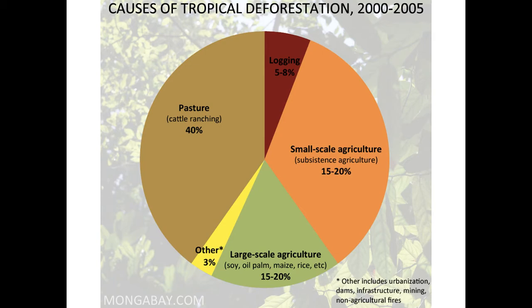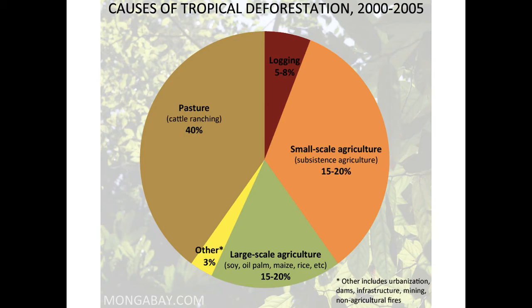So this shows causes of tropical deforestation from 2000 to 2005. And what you'll probably be surprised by is that logging makes up such a small percentage. Logging is not really a huge cause of tropical deforestation. Obviously, the trees are cut down for any use, but they're not cut down just for the timber typically. Most of it is actually cattle ranching. So in the Amazon, the biggest pressure to the Amazon tropical rainforest is cattle ranching by far.